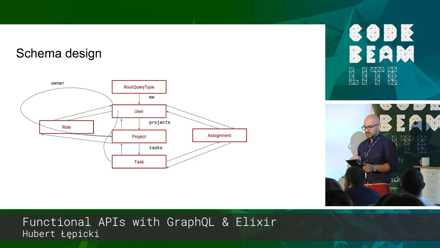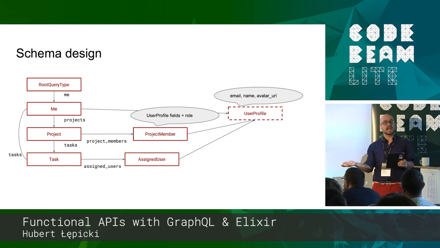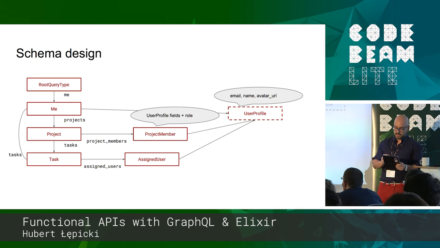So maybe, instead of the previous example, you would have a direct association between me and my tasks. Maybe you have a list of assigned users instead of assignments exposed through this GraphQL. Maybe you have a project member, not a user, but something that has data of a user plus role in it. So you're rolling up those many-to-many associations with those intermediate tables into one GraphQL object. And then we mentioned interfaces, right? So me, project member, and assigned user share the same set of fields. So maybe that's an interface, so the client code can rely on that, right?